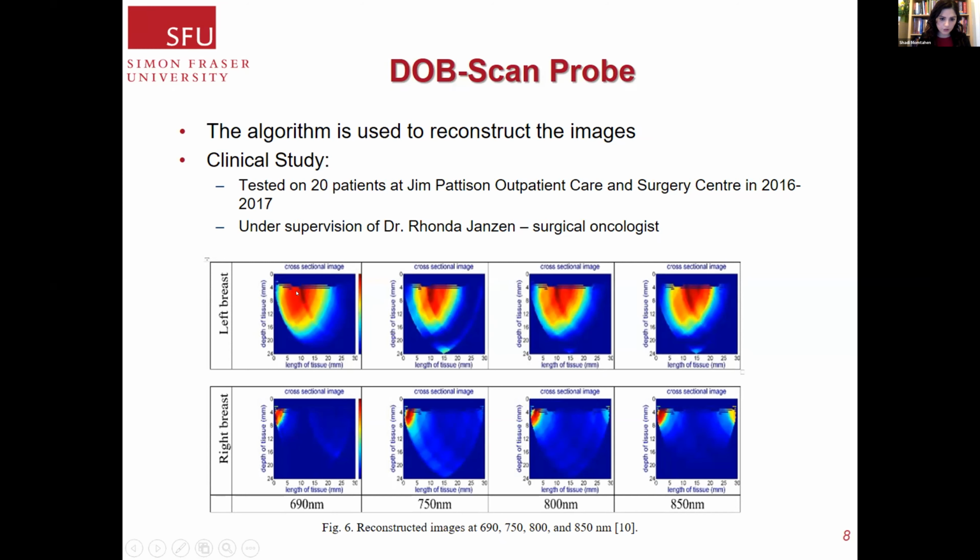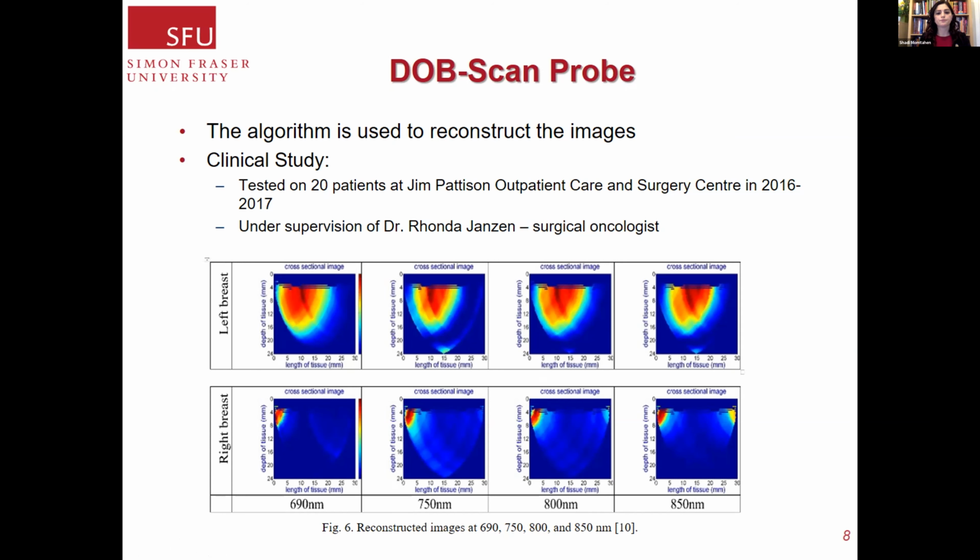This dark region shows the tumor inside this red region. The red region shows a higher concentration of hemoglobin because it is at 690 nanometers, which is associated with hemoglobin. And you can see for the left breast, all four different wavelengths can successfully identify the tumor. And this is for the right breast. There is nothing here. It does not show anything. This small light here is some noise. We can ignore it.